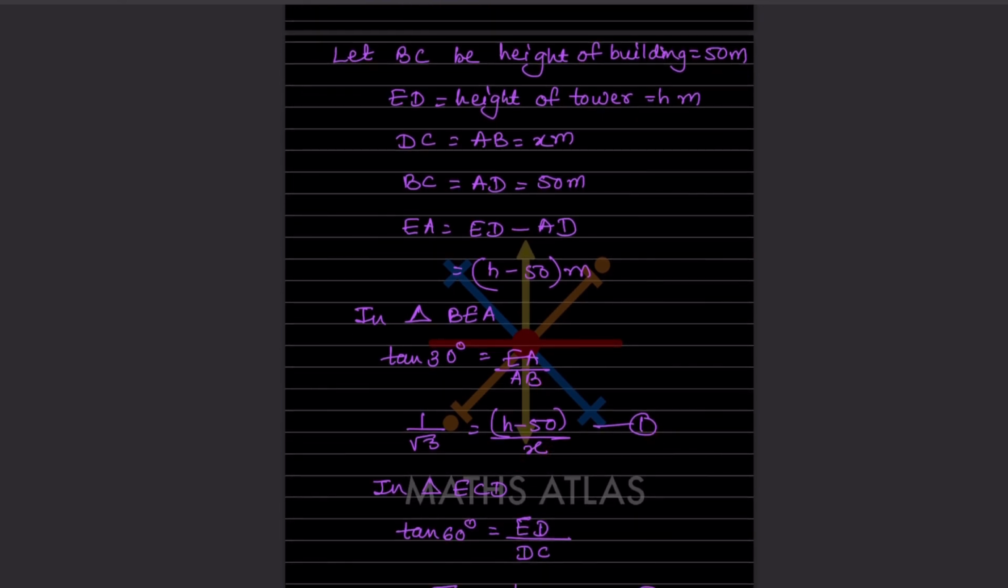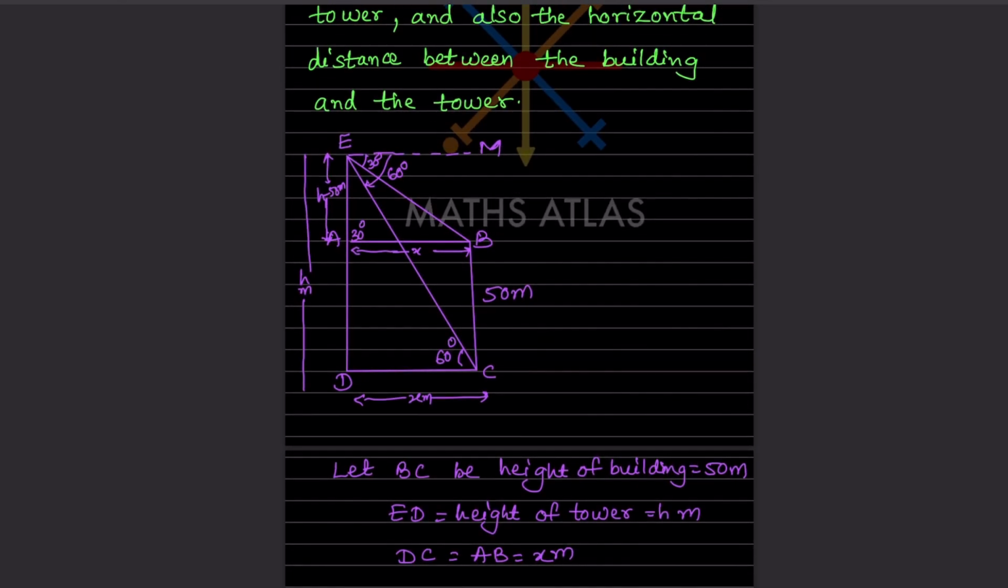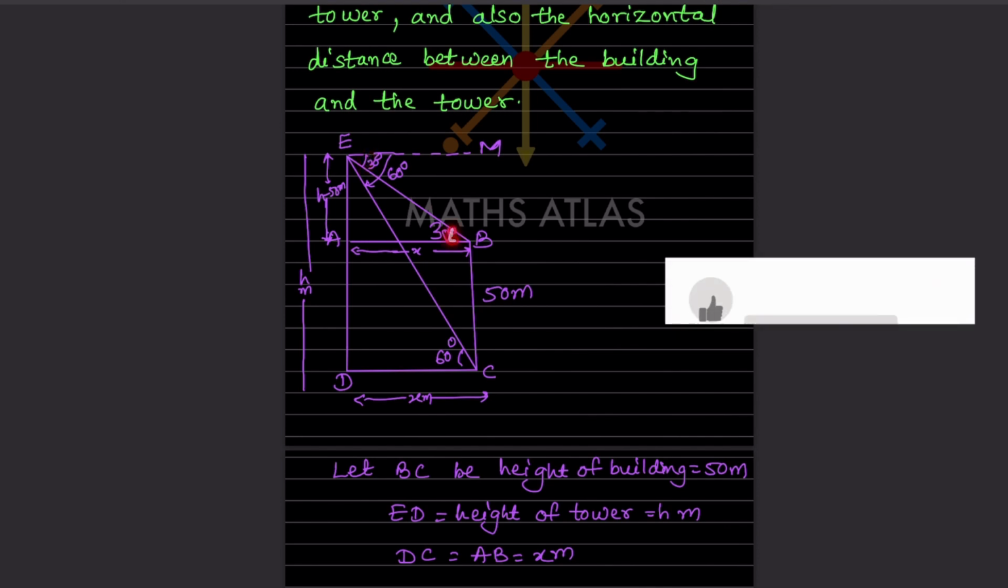So now let us see the next triangle, that is triangle ECD, E, C, and D. So what we can see here, this angle we can write as 30 over here, because this is 30. So this also should be 30.